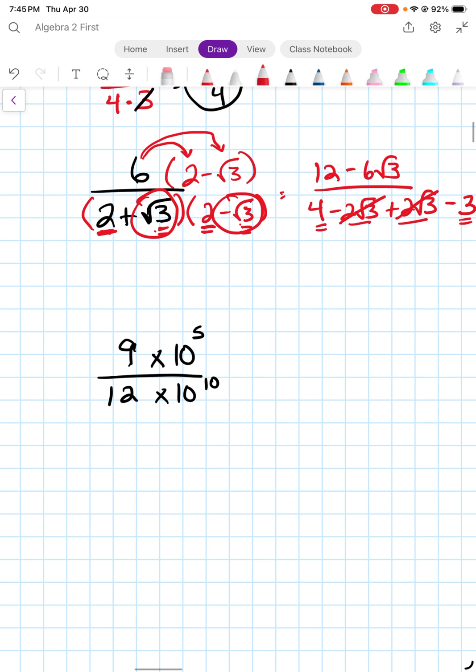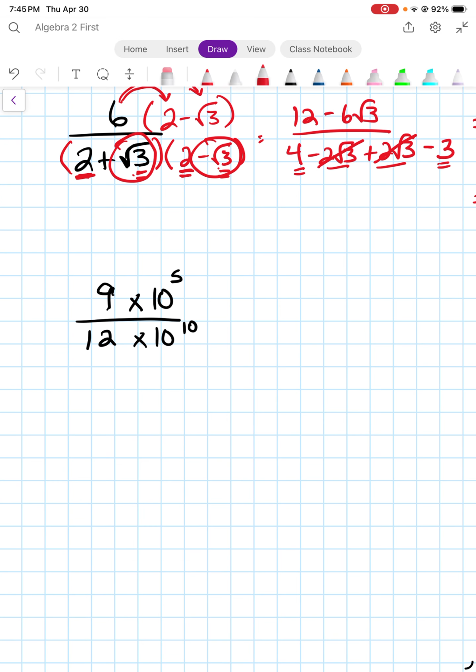Okay, last one. Now, how do we work with scientific notation? Same thing. You deal with them separately. The 9 and 12 are alike. Now notice these are not plus signs, these are times signs. And if there's multiplication, we don't have to split it up or do anything like we've been doing before. You simply work with the things that are alike.